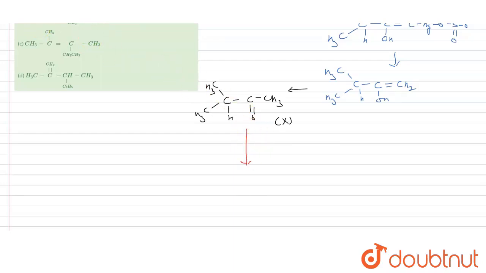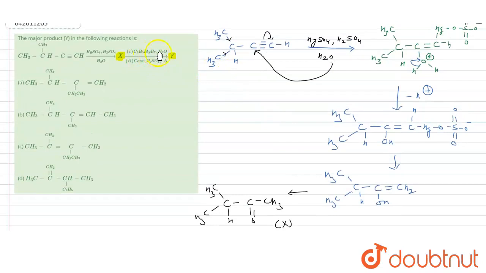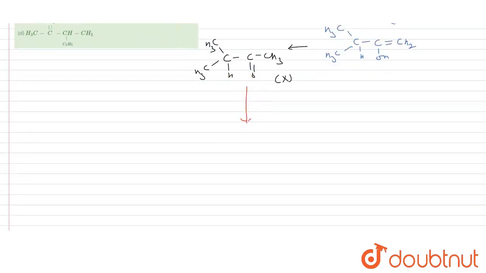In the Grignard reagent we have used C2H5 MgBr. That means in the first step we have used C2H5 MgBr. So this is our Grignard reagent.